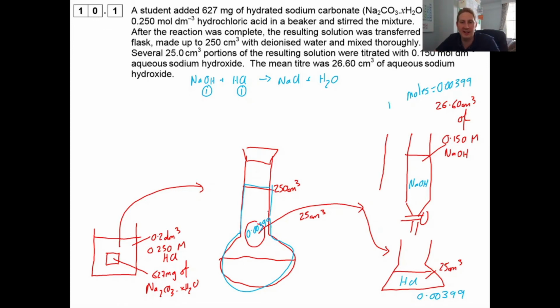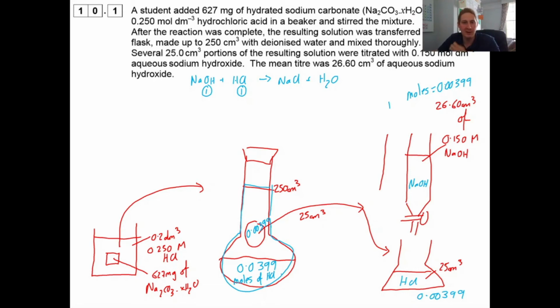And the answer is 10 times. Look at that. We've taken 25 centimeters cubed from a total of 250. So in the whole flask, there must have been 0.0399 moles of HCl. And if you needed a calculator to do that, you are in trouble. Right, what can we do now?